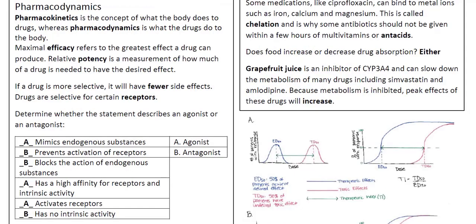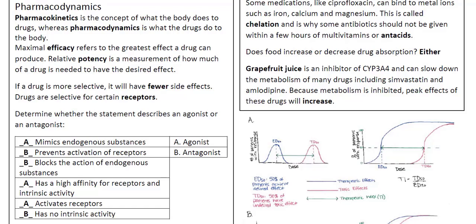Another way that some medications can interact with each other is through chelation. Some medications, like ciprofloxacin, can bind to metal ions such as iron, calcium, and magnesium. When the ciprofloxacin binds to these heavy metals, that is called chelation, and that is why some antibiotics should not be given within a few hours of multivitamins or antacids, especially those that contain magnesium, calcium, or aluminum.